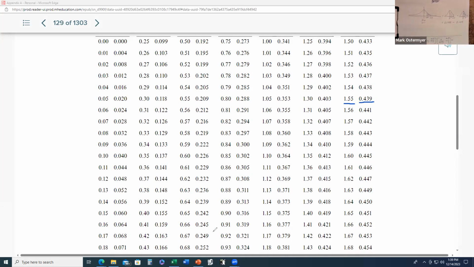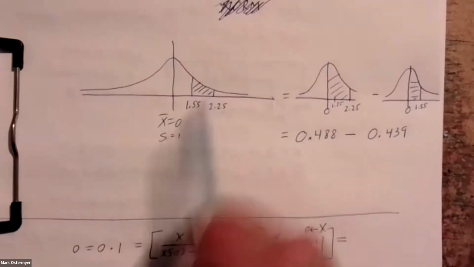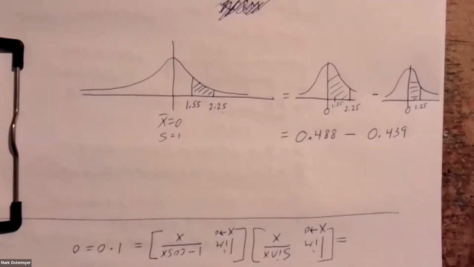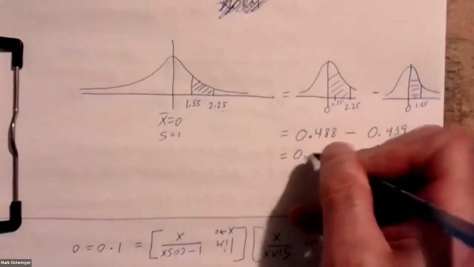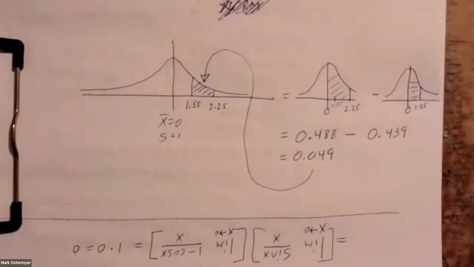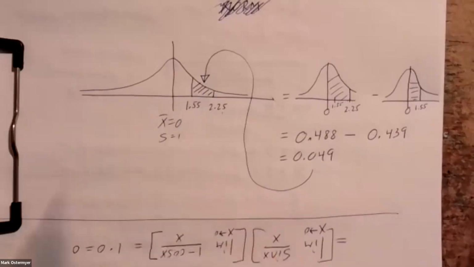Okay, now all we gotta do, ladies and gentlemen, is subtract. And we'll have the area between 1.55 and 2.25. It's that simple. So what is 0.488 minus 0.439? That gives me 0.049. That is this area right here. That's the area between 1.55 and 2.25. Everybody see how I used the table to find that area?